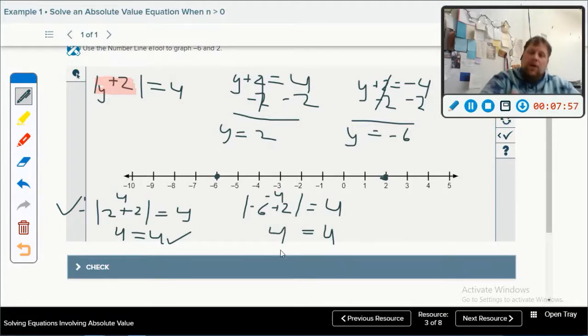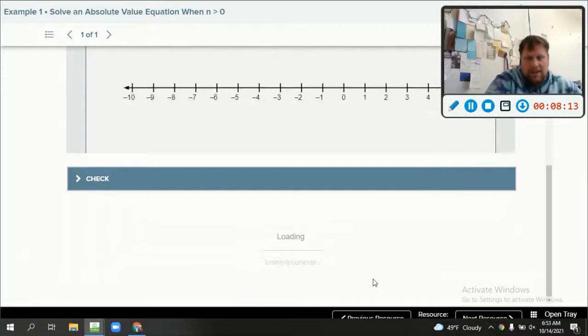Not every absolute value problem, but I mean if it's 0, that's just 0. It's not a positive and negative 0, but pretty much every absolute value problem is going to have two solutions, as long as it's possible, that is. Let's move on to the next slide.